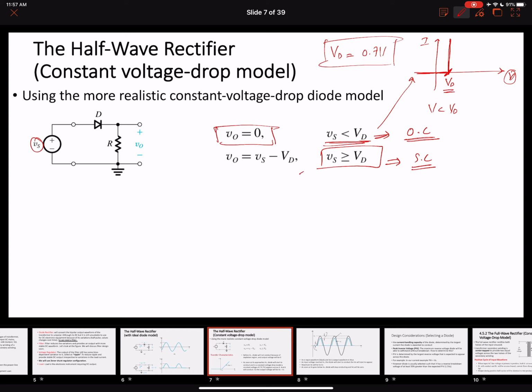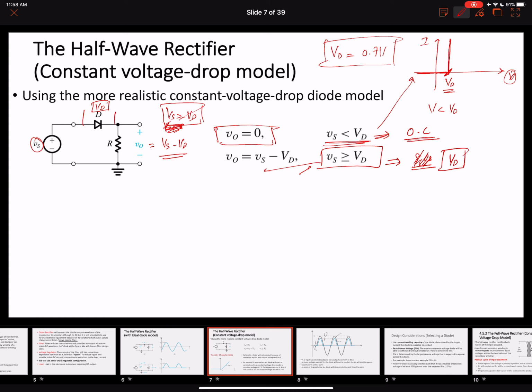So as soon as our input voltage becomes equal to or greater than VD, it essentially will not become a perfect short circuit. A potential drop of VD will appear across the diode, right? So in this case we're going to have a VD appearing across this, and the output voltage will become equal to Vs minus VD when Vs is greater than or equal to VD.